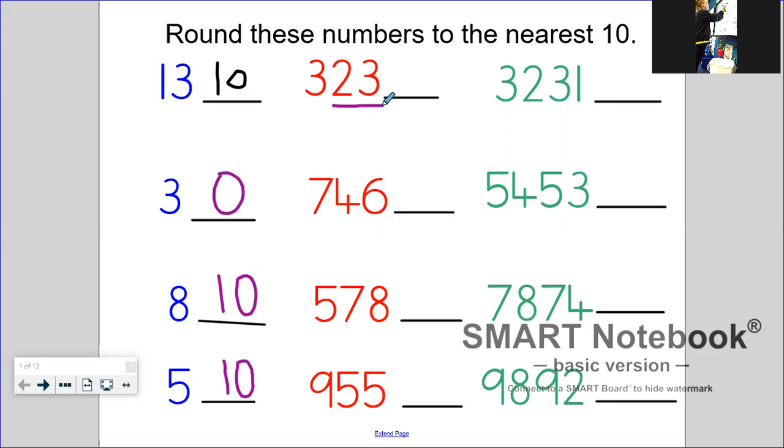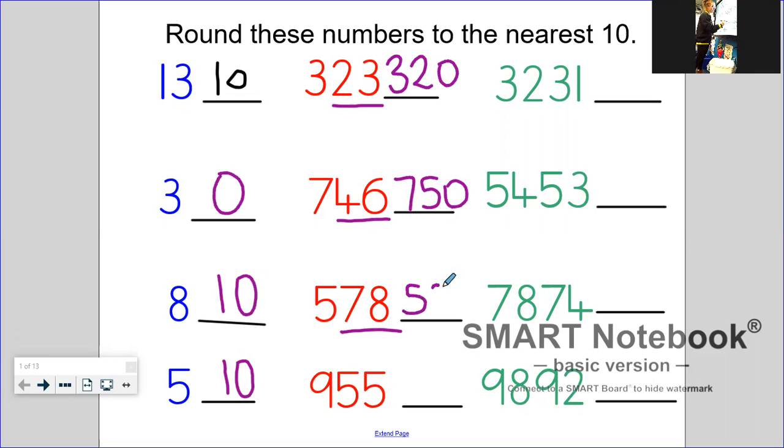323. So you were looking at just the numbers 23, and you are seeing that you would round those down to 320. Again, you're just looking at the number 46, you would round that up to 50, so it'd be 750. You'd look at these two, you're looking at 78, and you'd round that up to 80, so it'd be 580. And you're looking at the numbers 55, and because it's a 5, you'd round it up to 960.